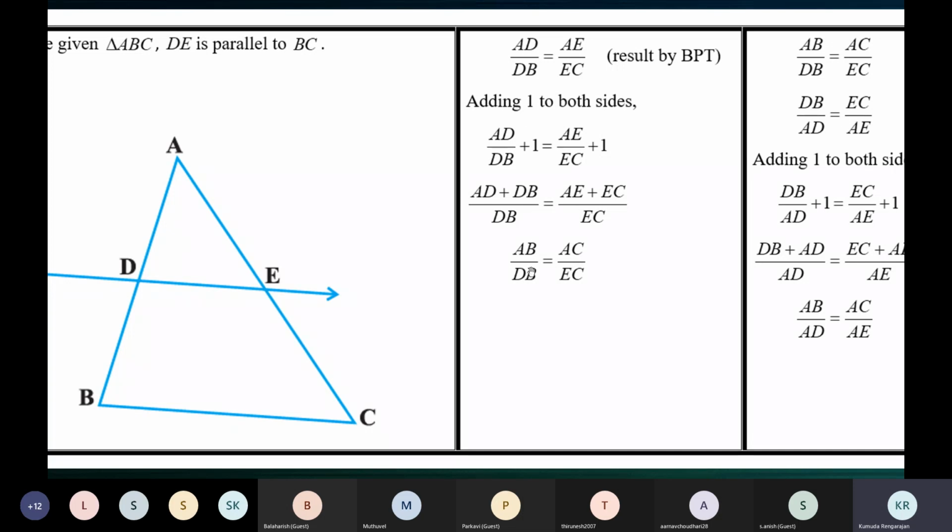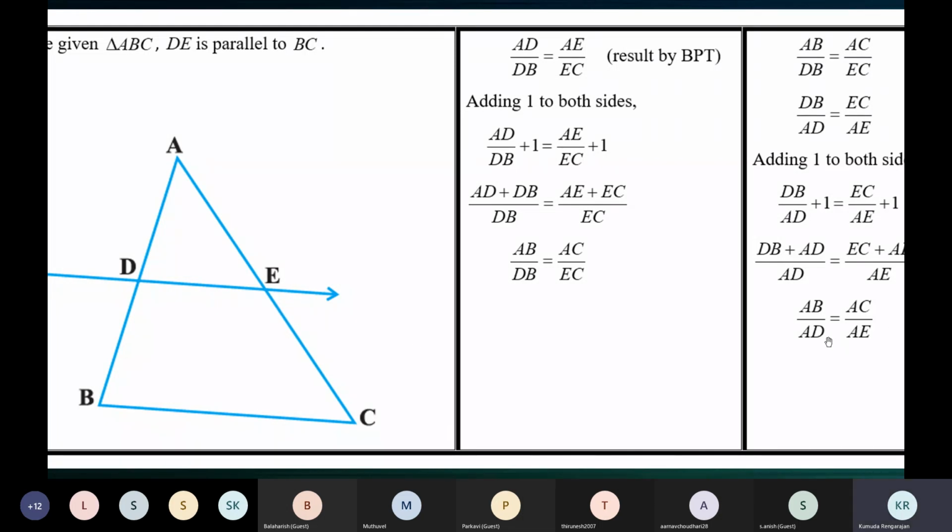Now to this main result, when you add 1, you get AB, the full side AB by this down portion DB is equal to this full thing AC by this portion below EC. To the reciprocal, when you add 1, you get the full side AB by the top portion AD is equal to AC by AE.